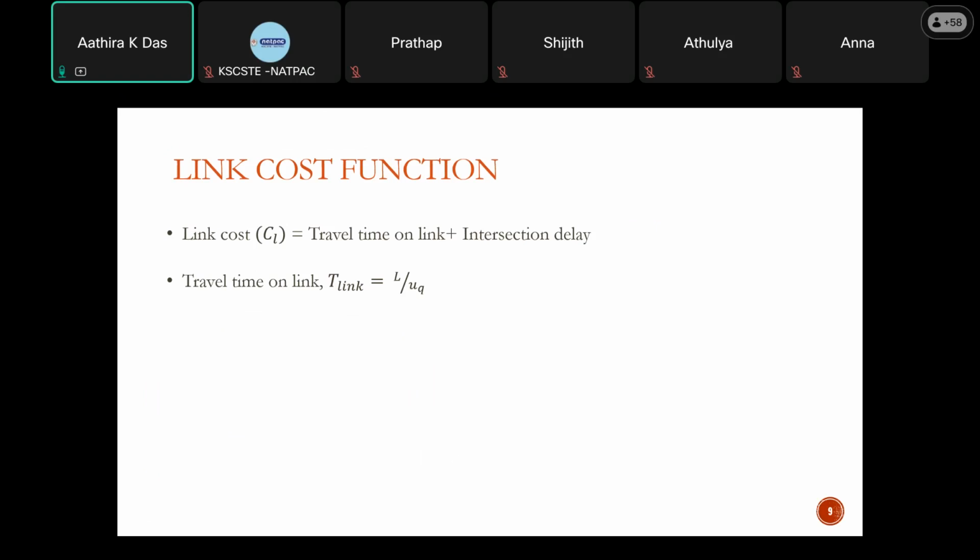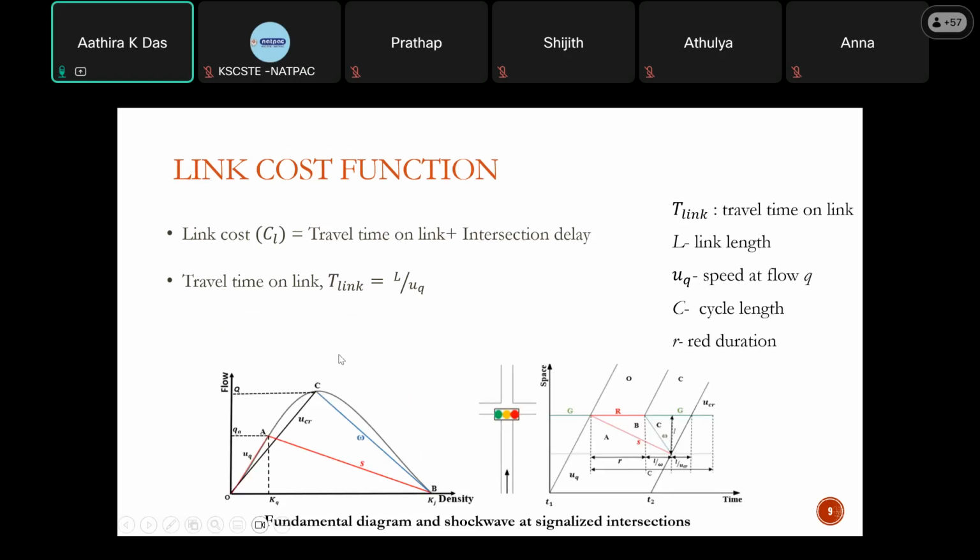And now to calculate the second part, that is the intersection delay, the kinematic wave theory is used. So to capture the features of real world mixed traffic conditions, the shock wave analysis involving the parameters of a generic polynomial fundamental diagram is used to derive the intersection delay. Now, coming to the fundamental diagram and the shock wave diagram shown here.